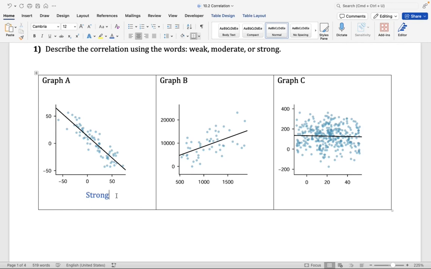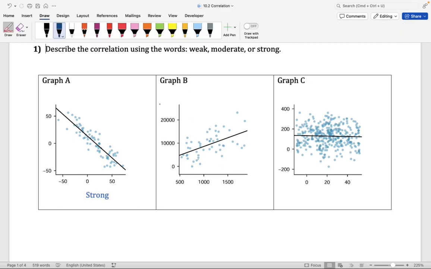Again, we're seeing that most of the points are being clustered around the linear function. Most of the points are close to the linear function. Now let's look at the next scatter plot.